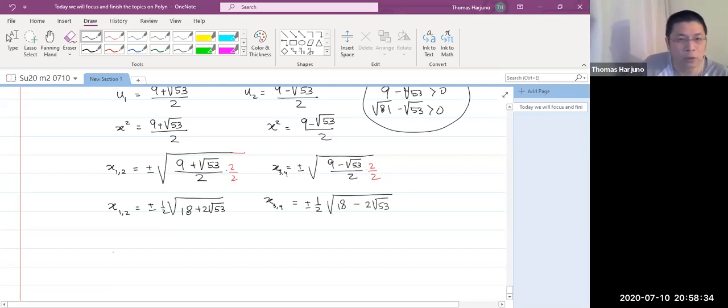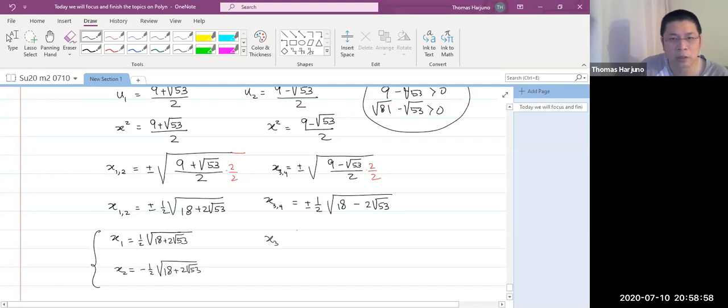But if I spell it out, x1 is 1/2 square root of 18 plus 2 square root of 53. x2 is negative 1/2 square root of 18 plus 2 square root of 53. x3 is plus 1/2 square root of 18 minus 2 square root of 53, and x4 is negative 1/2 square root of 18 minus 2 square root of 53. Those are the 4 solutions.